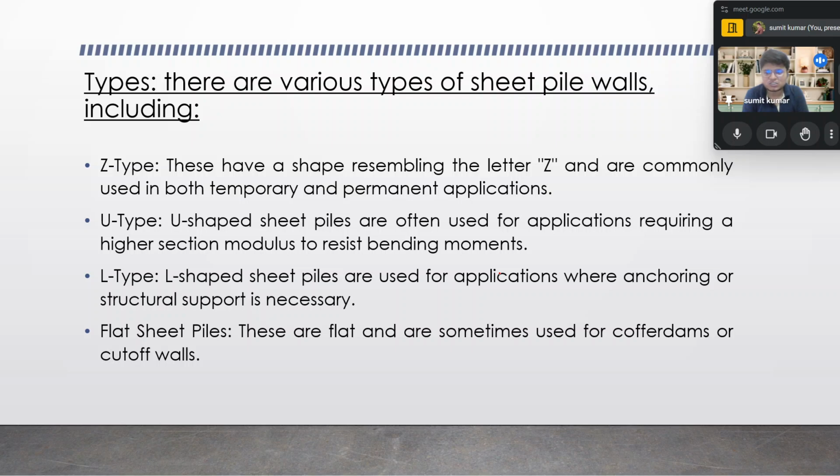When we talk about the U type, U-shaped sheet piles are often used for applications requiring a higher section modulus to resist the bending moments. When we talk about the L type, the L-shaped sheet piles are used for applications where anchoring or structural support is necessary. When we talk about the last, that is the flat sheet piles, these are flat and are sometimes used for coffer dams or cutoff walls.